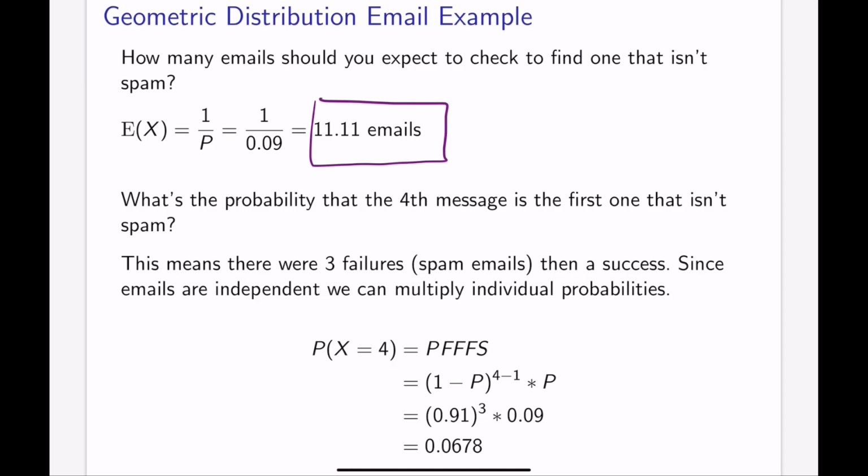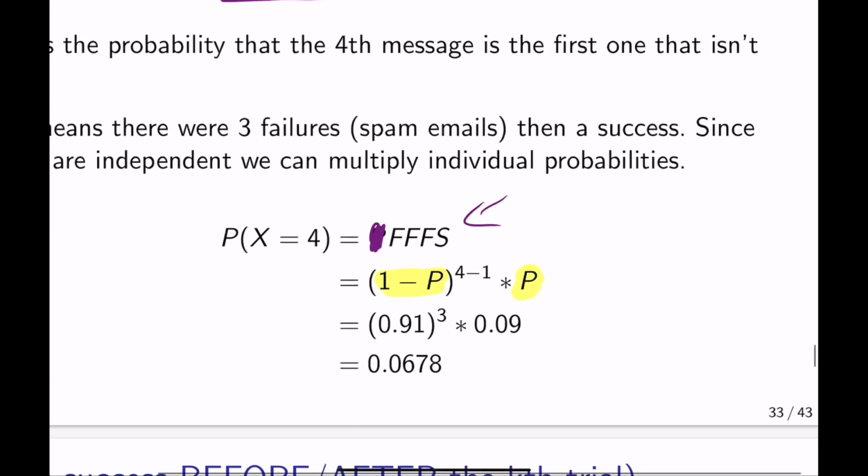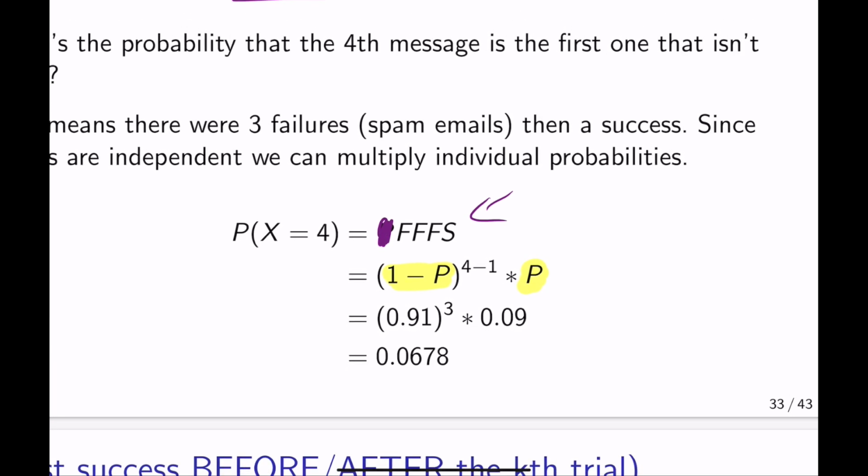What's the probability that the fourth message is the first one that isn't spam? So what does that mean? Small error down here. That means there were 3 failures and then a success. The probability that our count is 4 is the same as the probability of seeing 3 Fs and then an S. So we need the probability of an F, which is what's happening in the formula here, 1 minus P, times the number of failures, which is 3. And then we need the probability of a success, which is P. And there's always just one of those. So the probability that we have to look at 4 messages to see one that isn't spam is about 6.78%.